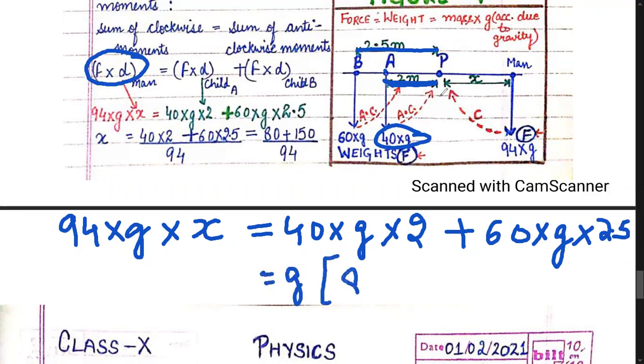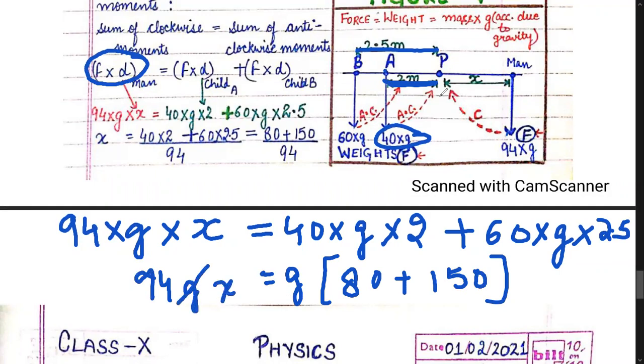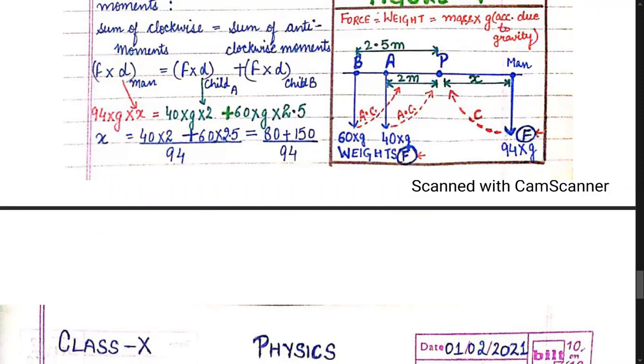Now in the next step, you can take g common. 40 into 2, 80, plus 60 into 2.5, 150, equals 94 into g into x, and then you can cancel g. Find the value of x. That will be the position where the person is sitting to balance the seesaw.